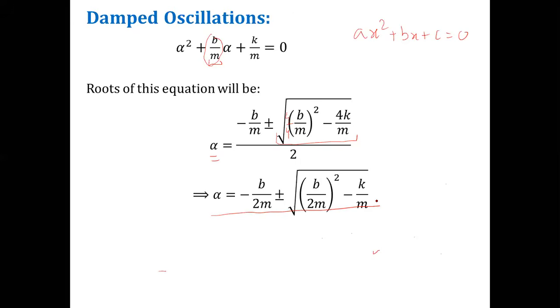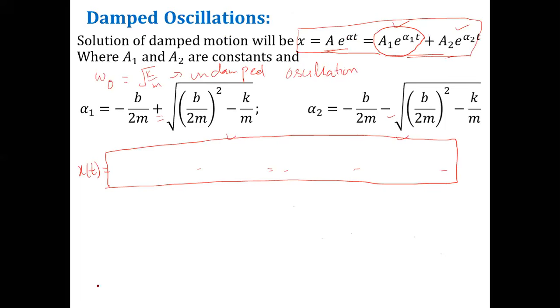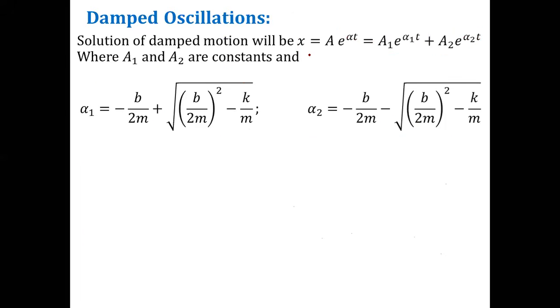You have two roots now. The one which has the plus sign, that's called alpha 1, and the second one which has the minus sign, let's call that alpha 2. Now these two are the roots of this equation. We had said that this is the solution that we started with, right? But now your alpha can have two values.